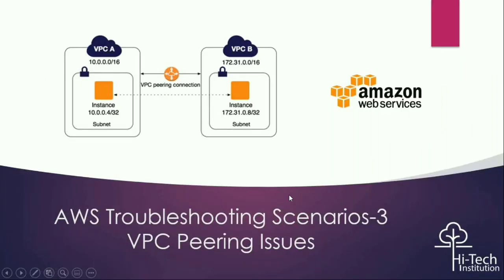Okay, let's get quickly started. AWS troubleshooting scenario number 3. Already we have successfully completed 2 scenarios with different problems. If anybody is new to this video, I have mentioned video 1 and video 2, I mean scenario number 1 and scenario number 2, in the description. Go ahead and have a look at that. Now we are going to purely talk about VPC peering issues.